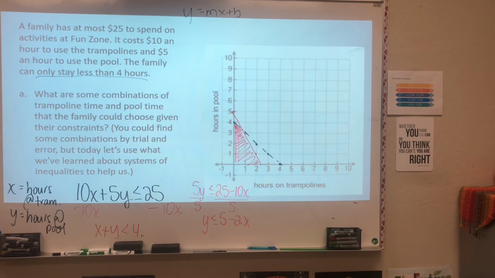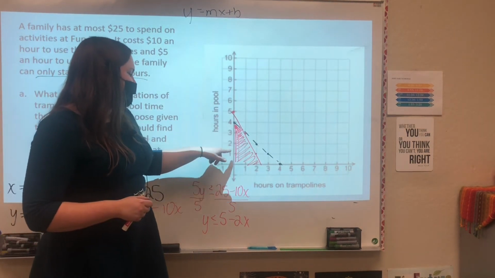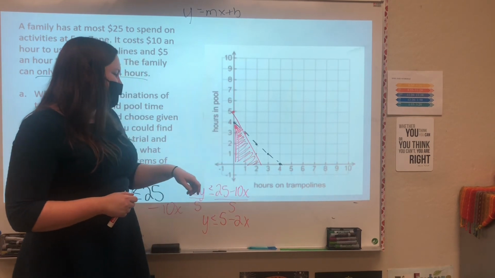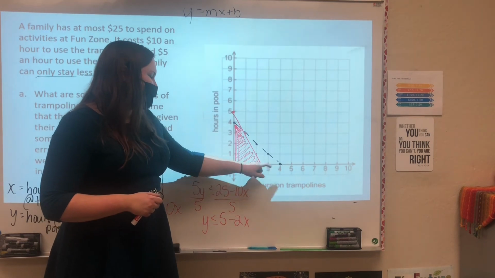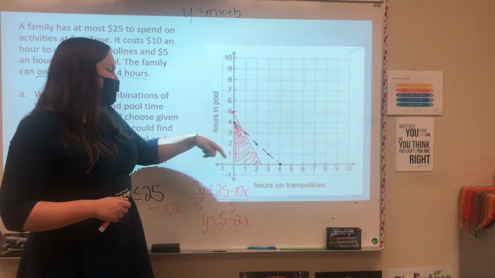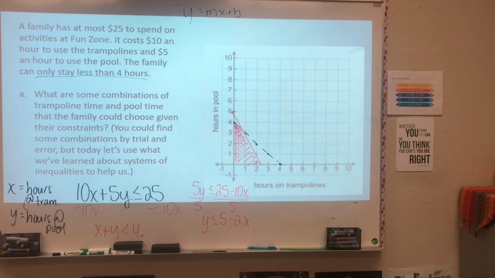What are some combinations of trampoline time and pool time that the family could choose given these constraints then? Like 1 and 2. 2 and 1. 3 and 0. 0 and 3. Yeah, we can see all of them now. Also hours, remember, it doesn't have to be a whole hour, so you could do like 1.5 hours somewhere.